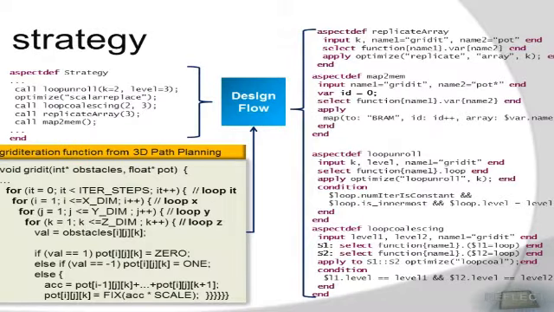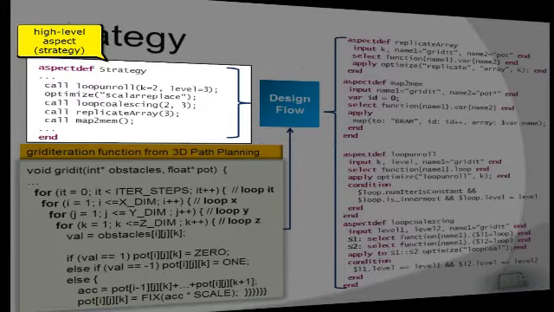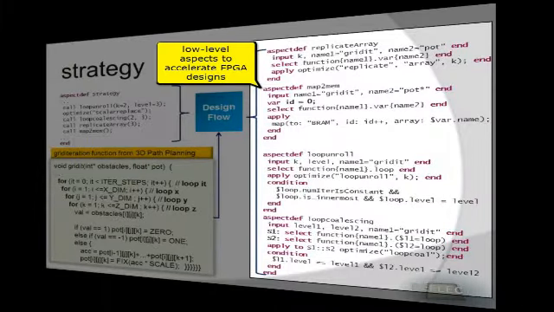So here is what the LARA strategy looks like. On the top left-hand side, we have an aspect definition that invokes low-level aspects. These low-level aspects, shown on the right, perform a sequence of compiler transformations which have been known to accelerate kernels mapped to FPGAs.